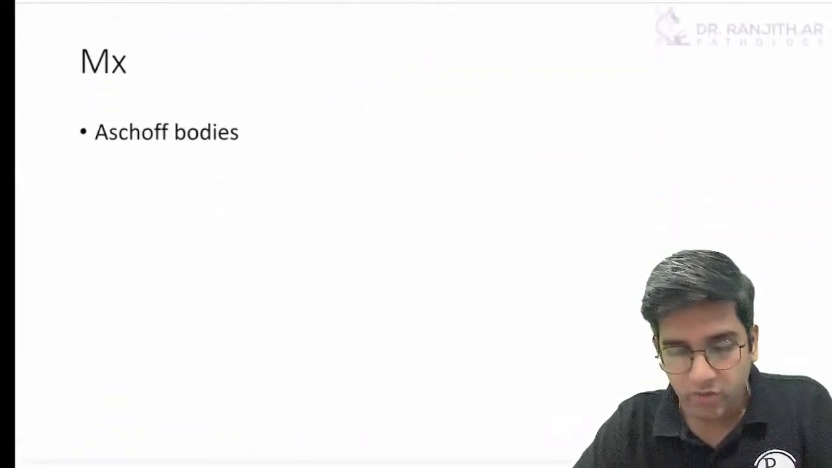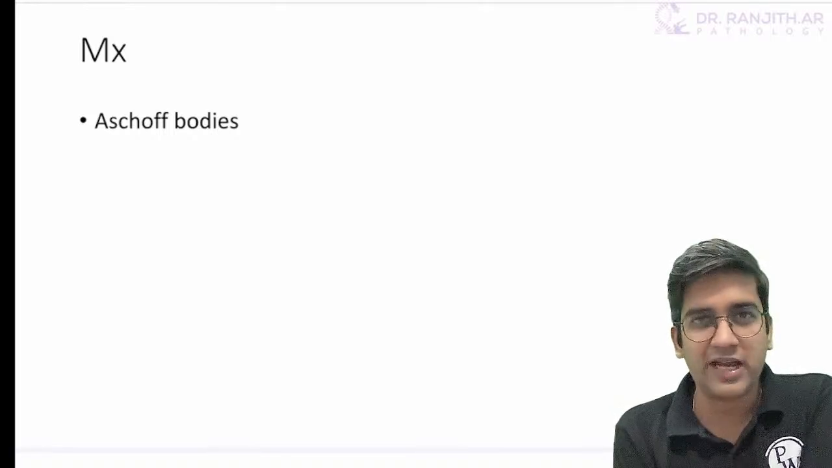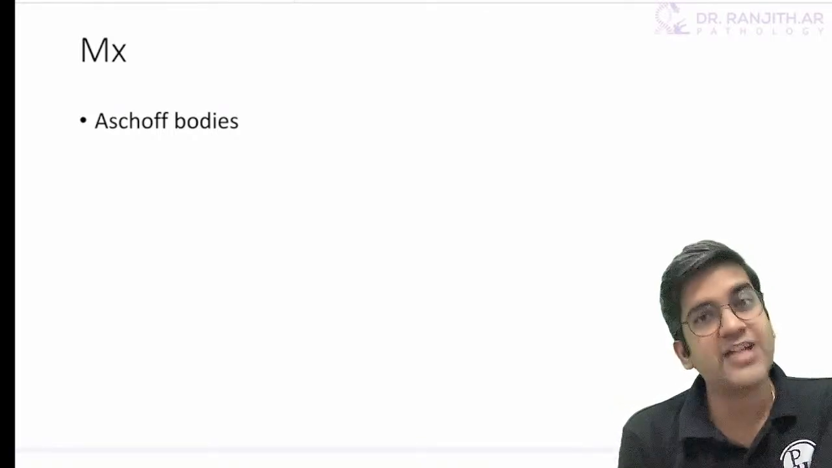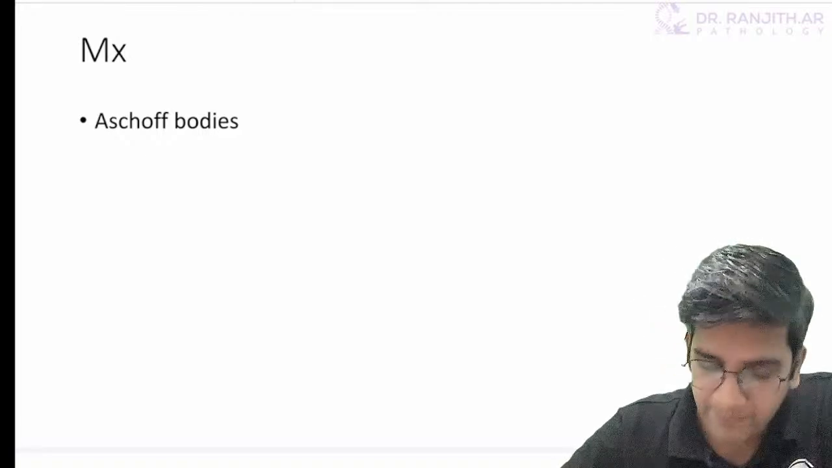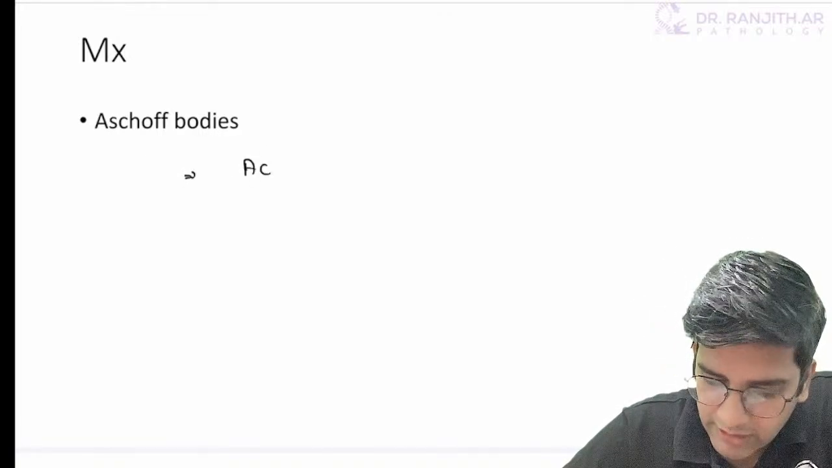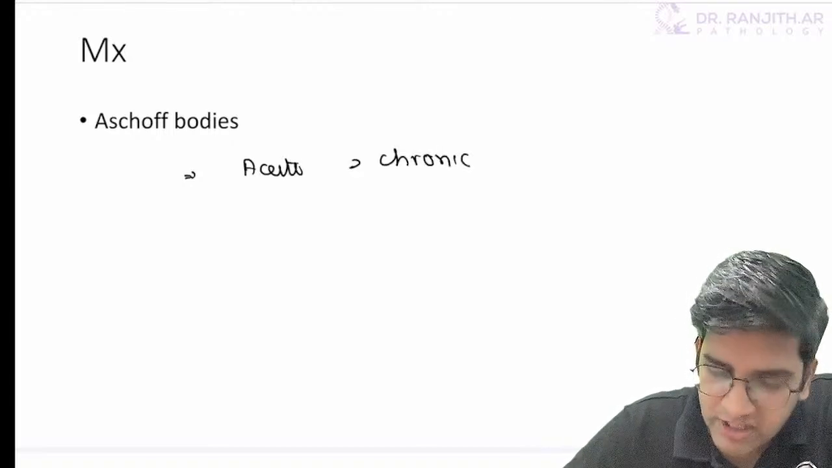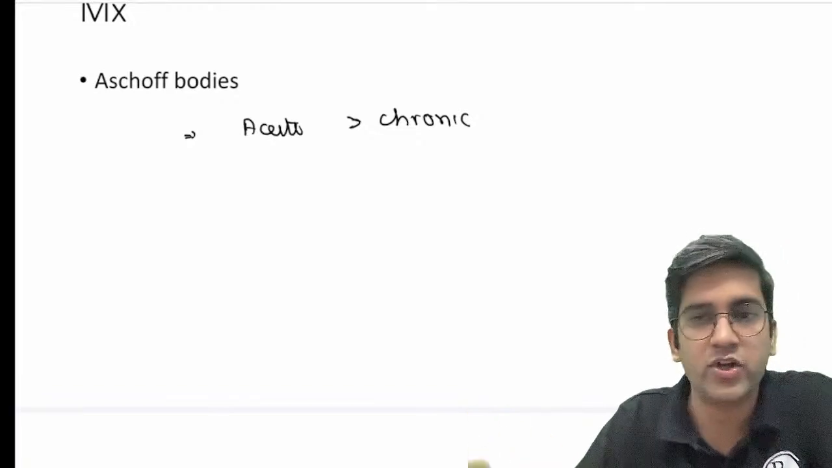Same way, when you go for microscopy, in acute, the only finding which is important in your rheumatic heart disease is Ashoff bodies. Chronic, it's fibrosis. Ashoff body can also be seen in chronic, but it's a little bit less evident than in acute, right? It's mostly seen in acute rheumatic fever than in a chronic rheumatic heart disease, because chronicity is more predominantly fibrosis than Ashoff bodies or an acute damage, right?